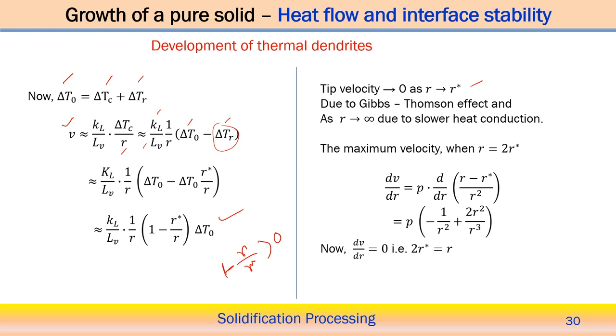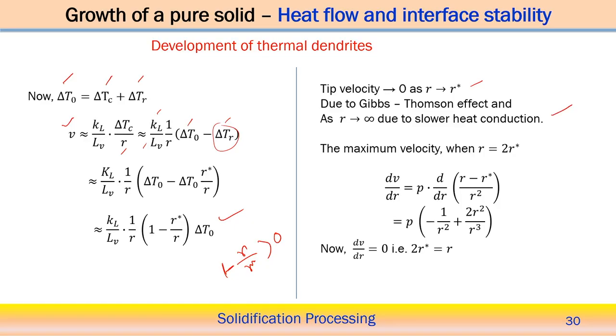Now, due to the Gibbs-Thomson effect, if R tends to infinity, that means the radius of curvature tends to infinity, and in that case there is slower heat conduction. When R equals R star, the velocity becomes 0. But when R tends to infinity, that means 1 by R equals 0, so this effect becomes 0, and in that case the growth rate is also 0. So R tending to infinity is the condition that neglects the Gibbs-Thomson effect and slower heat conduction.